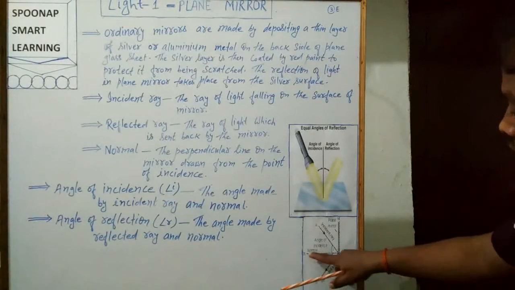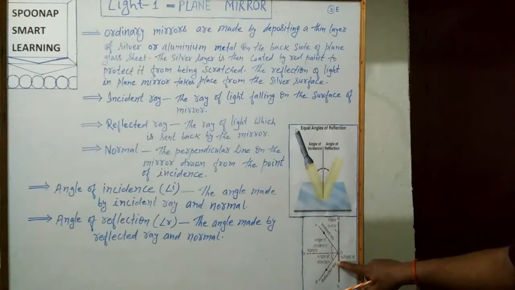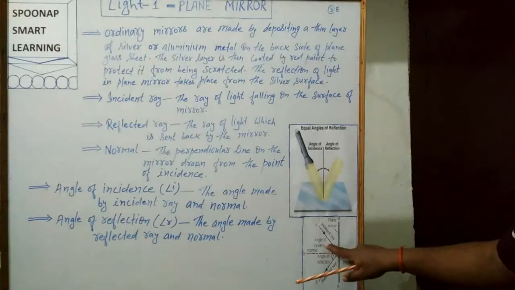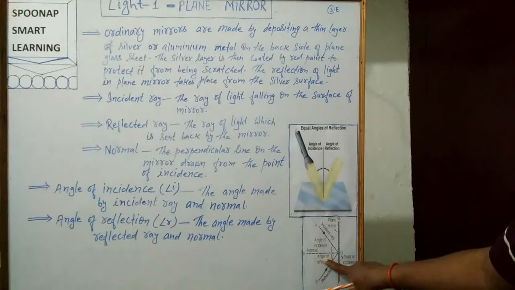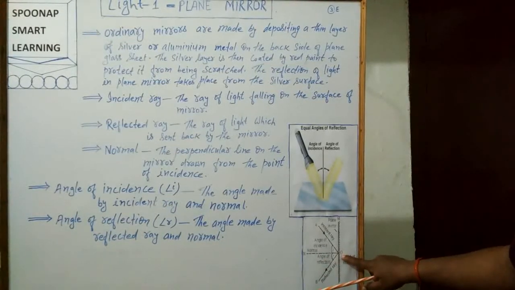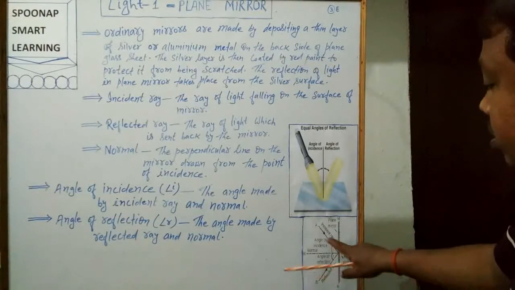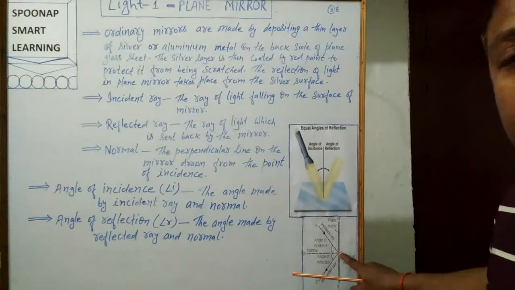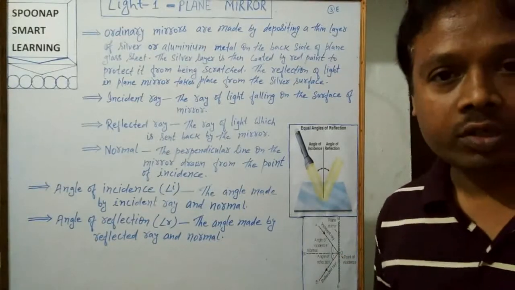Clear? And a normal is drawn here perpendicular to the plane mirror, and so the angle of incidence, angle i, becomes equal to the angle of reflection. Clear? And this is the point of incidence. Why is it called the point of incidence? It is called so because the ray of light comes and strikes here. That is why we call it the point of incidence. I think all of you have understood.